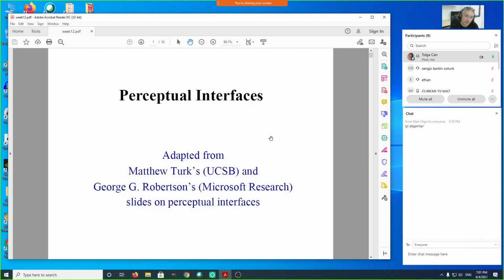Good evening again, everyone. So today we're going to see perceptual interfaces, which means interfaces that can see their surroundings, not only have a video camera, but can process that video and understand who is around and what the person is doing. So recognizing gestures, which involves hand tracking, face tracking, or body tracking. All these are included in perceptual interfaces.